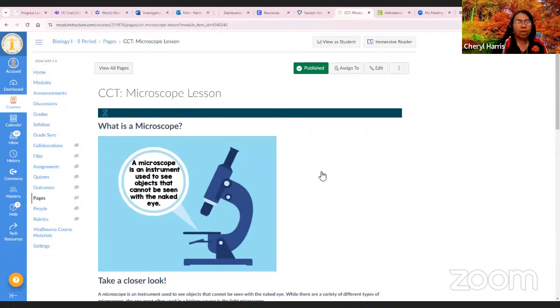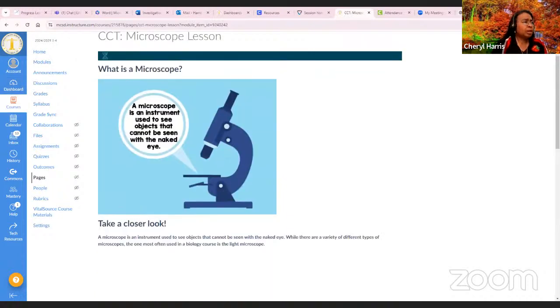Okay, all right. The live streaming is on. So let's go back to the page with the microscopes because we want to look at the microscopes today. So you should be on the microscope lesson.